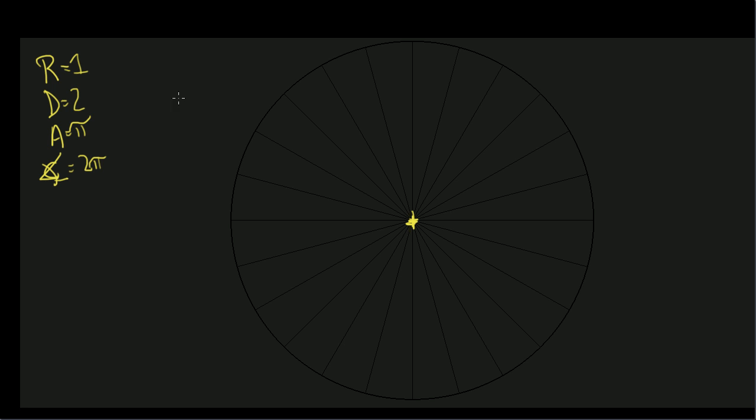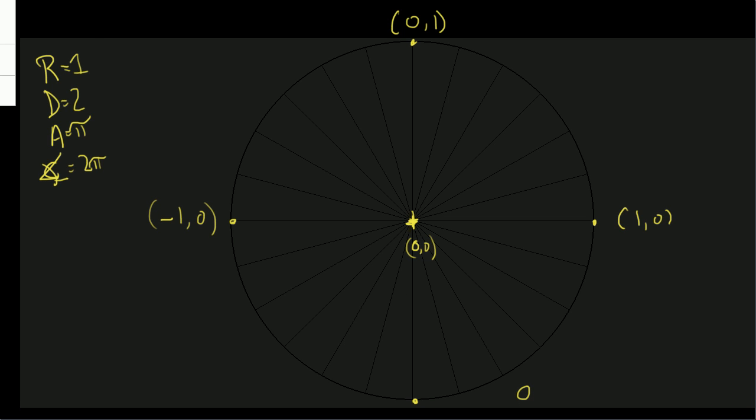So that said, if the radius is 1 and this is a location of 0, 0, you've got a point there, and a point there, and a point there, and a point there, the 4 points of the compass, if you would, that you know its coordinates. This is 1 in the x and 0 in the y. This is 0 in the x and 1 in the y. This is minus 1 in the x and 0 in the y. And this is 0 in the x and minus 1 in the y. So you have the ordered pairs here.